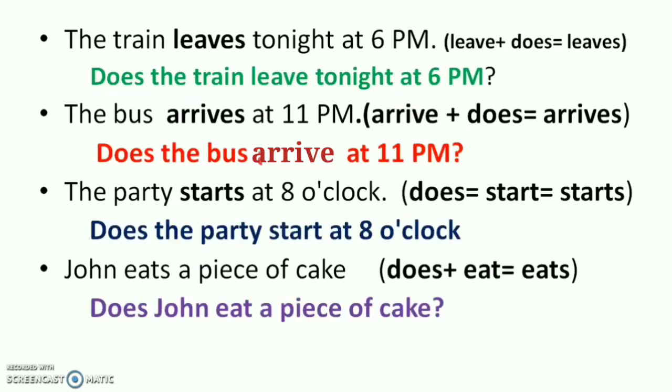Then how will the question be? The train leaves tonight at 6 p.m. Leave plus does becomes leaves. We have to split the auxiliary, that is does. Then bring that auxiliary to the subject position, as we discussed in questions. Does, then the subject, the train, then the verb. Does the train leave tonight at 6 p.m.?